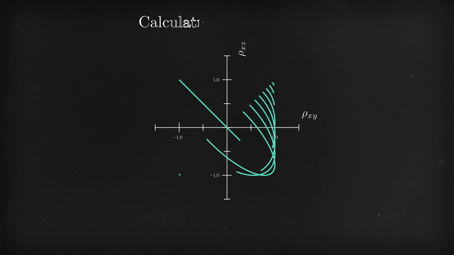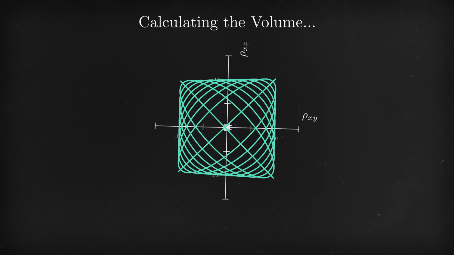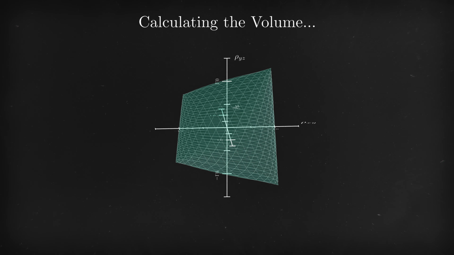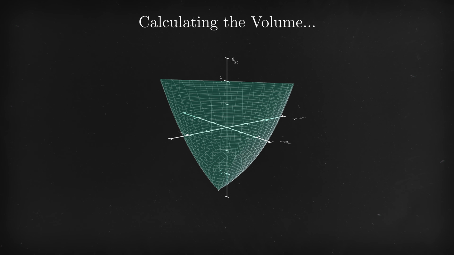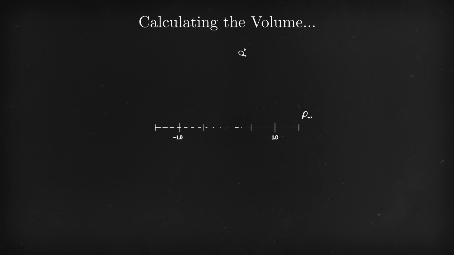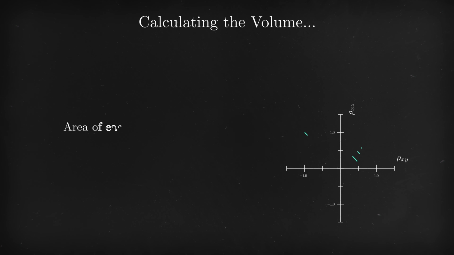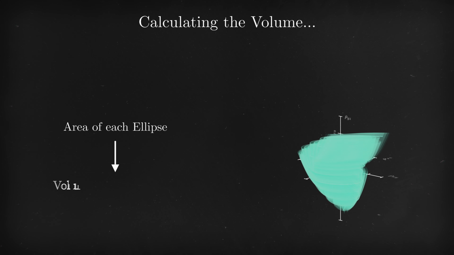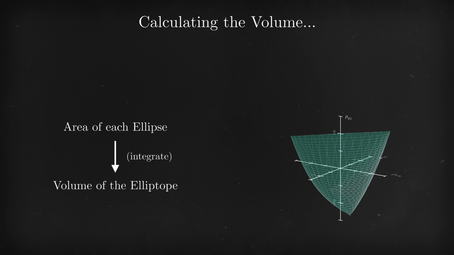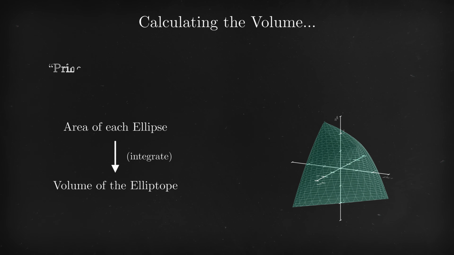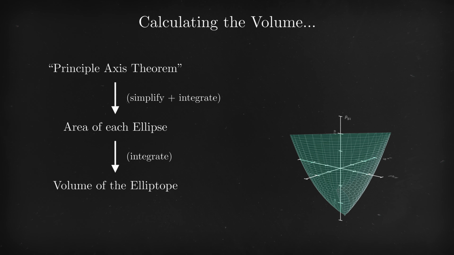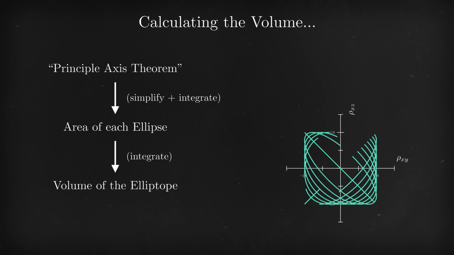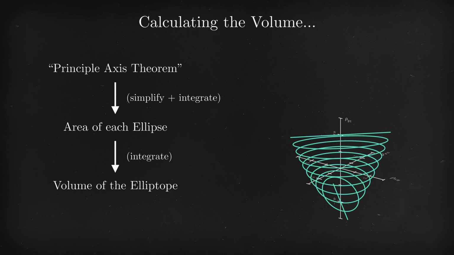To finish, let's look at the elliptope's volume. This is a neat mathematical result and helps build intuition about why correlation matrices are difficult to generate naively. If we first find the area of each ellipse, we can calculate the volume by adding them up using integration. The principal axis theorem helps here, since it lets us write the ellipses concisely as the sums of squared terms using eigenvalues and eigenvectors.